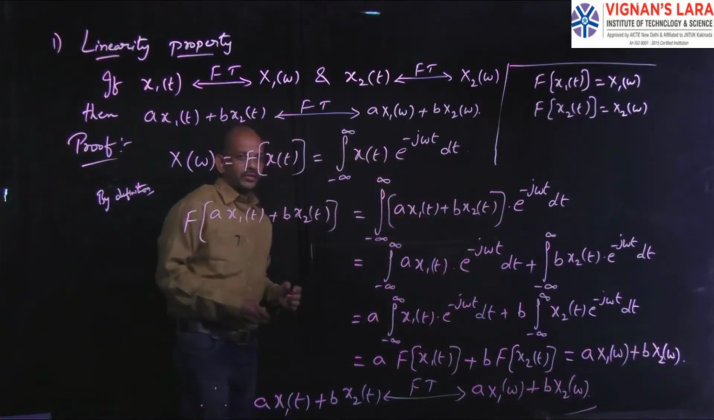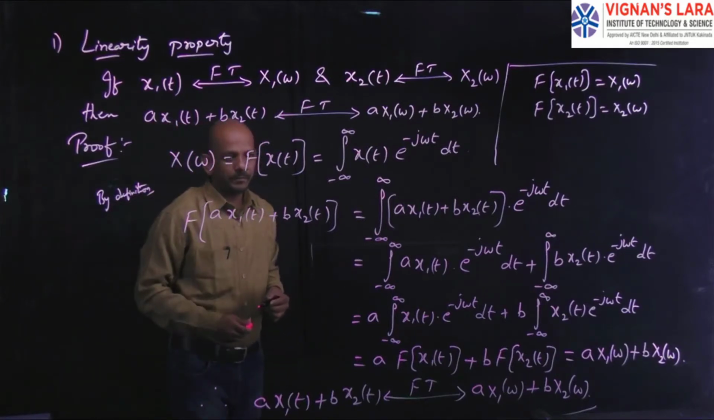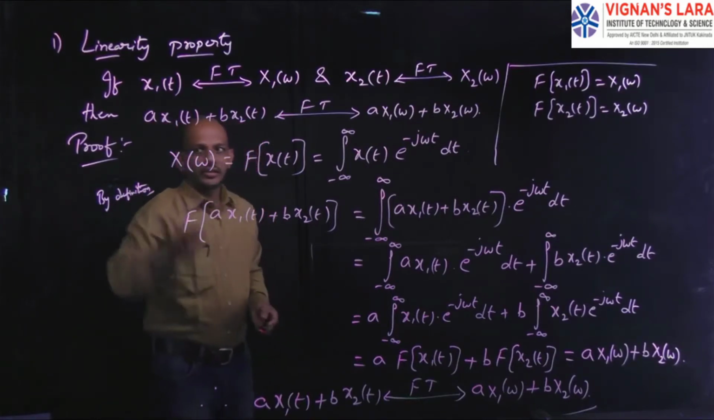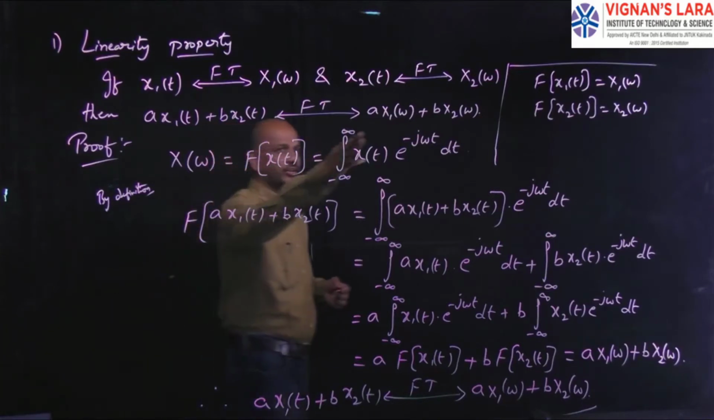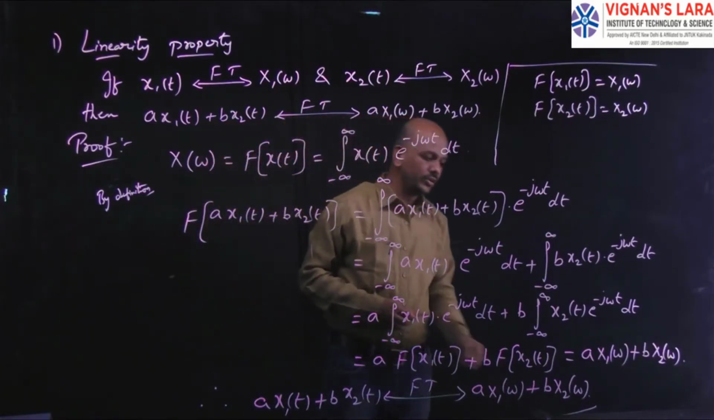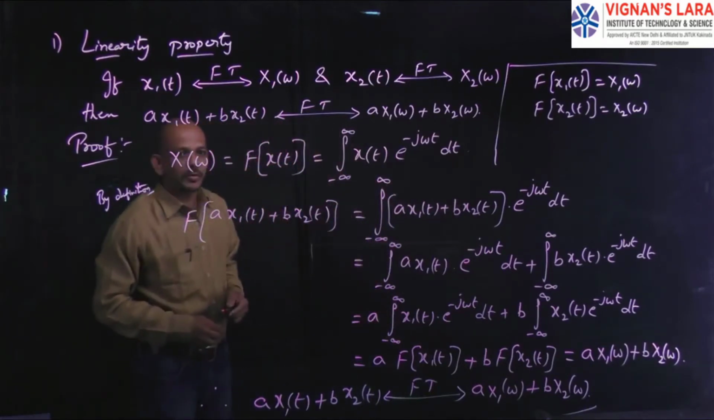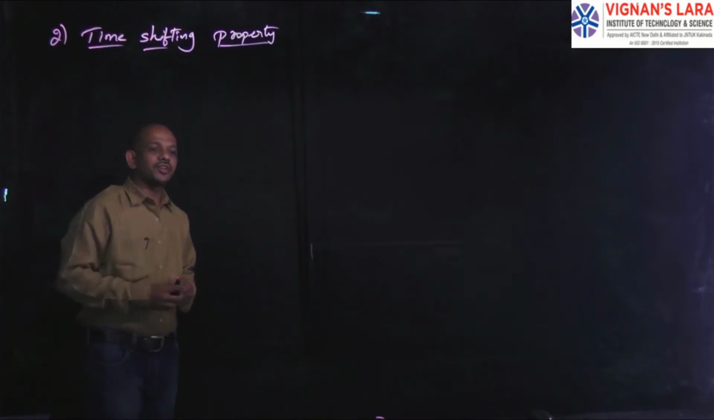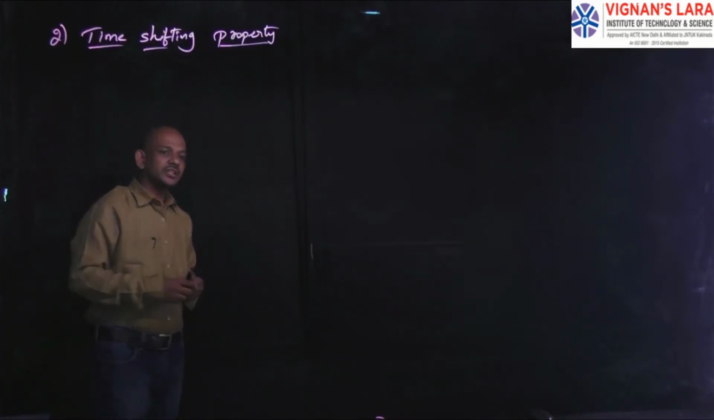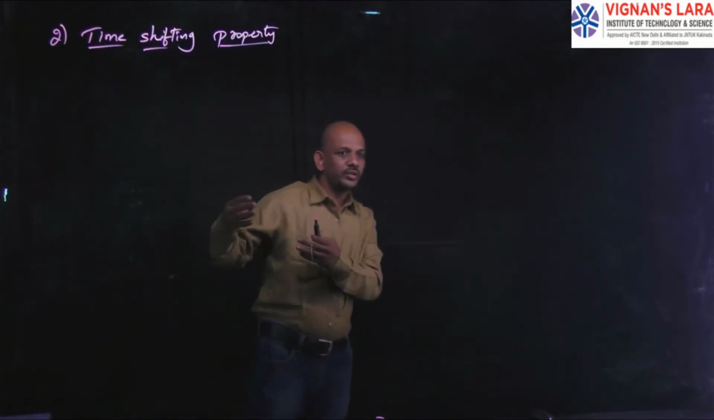Hence proved. Okay, so this is how to prove the linearity property. So a into x1 of t plus b into x2 of t will have a Fourier transform a into X1 of omega plus b into X2 of omega. So this is the proof for the first property, that is the linearity property. Okay, the next one is the time shifting property. The second one is the time shifting property. The first one, linearity property, I've shown the proof of.